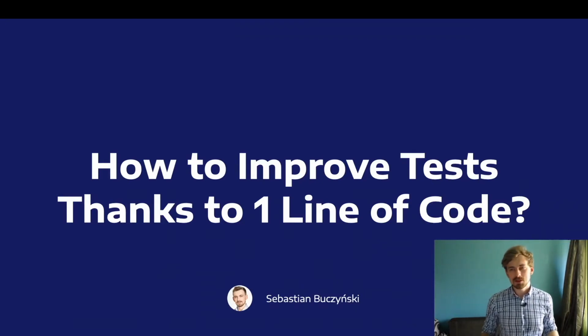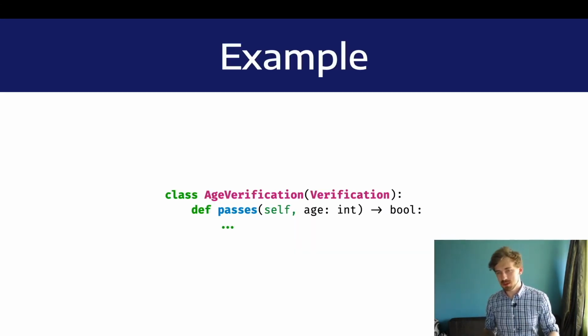Hi, let's talk about how to improve tests thanks to the one line of code that all tests have in common, which is the name. So for the purpose of this presentation, let's consider the following example. This is a class AgeVerification, which has a single method called passes, which accepts an age as a single argument and returns a boolean true or false, whether the age passed the verification or not.